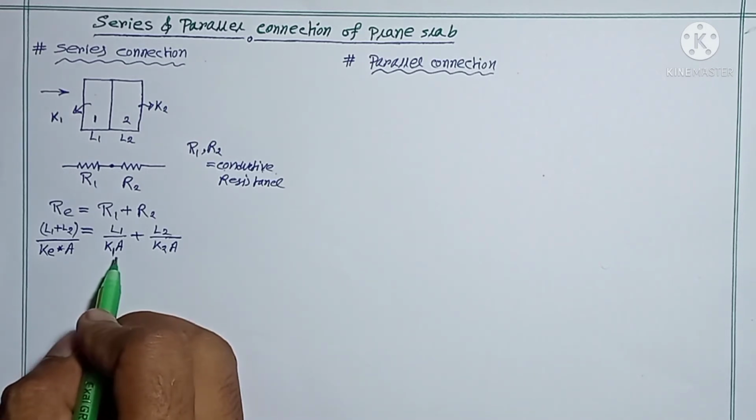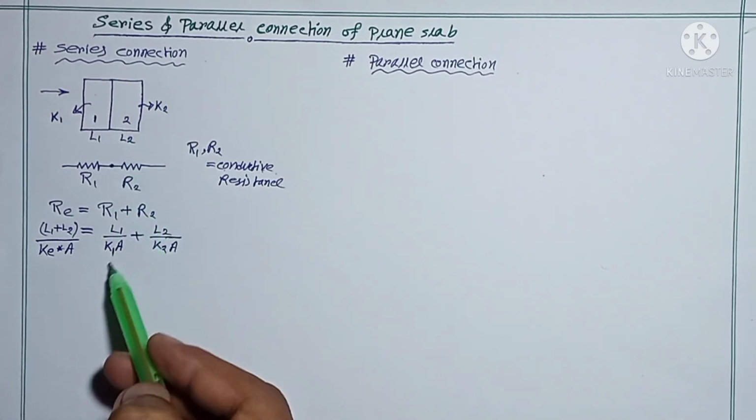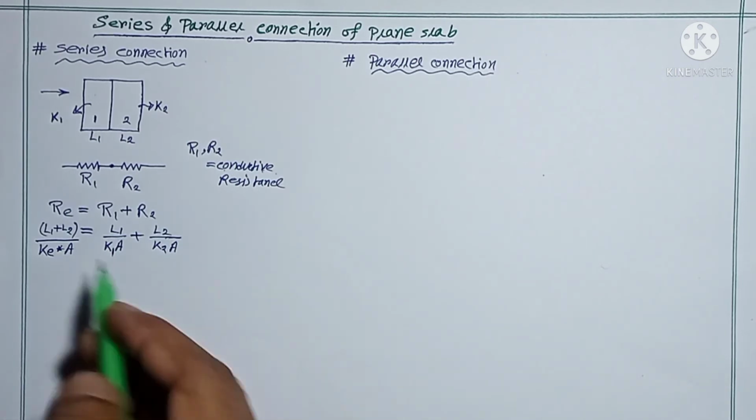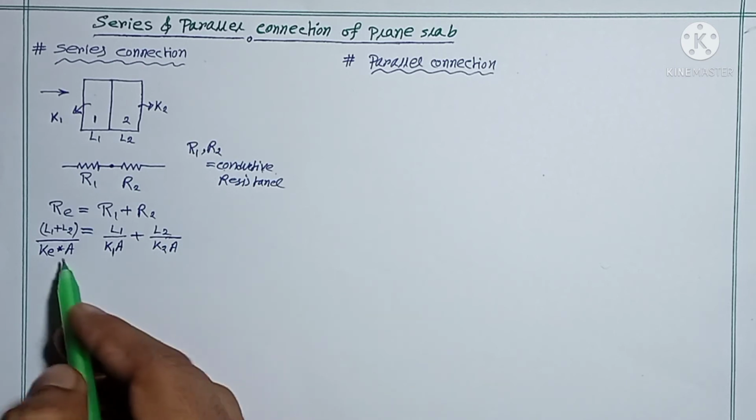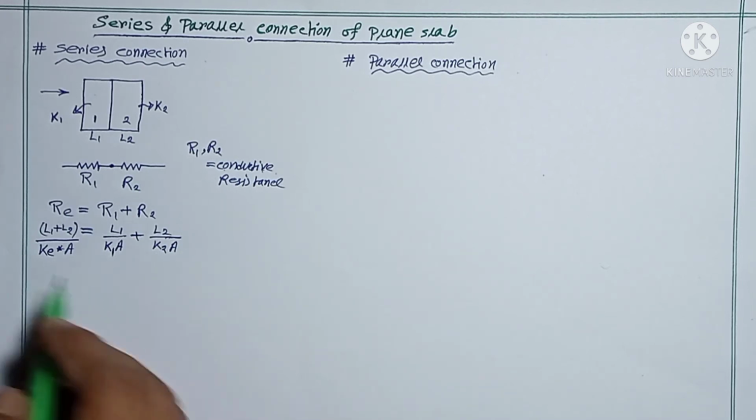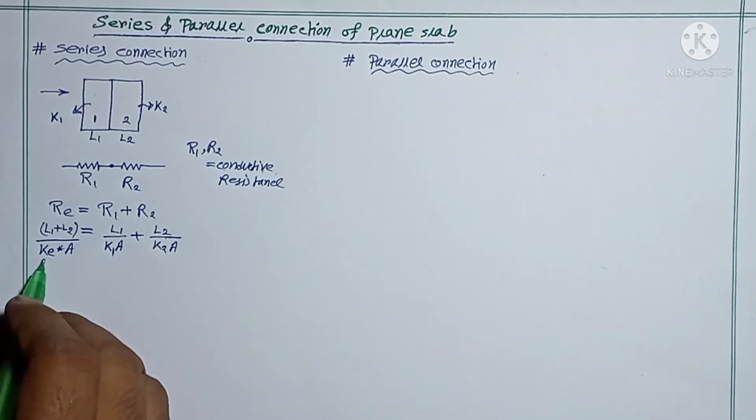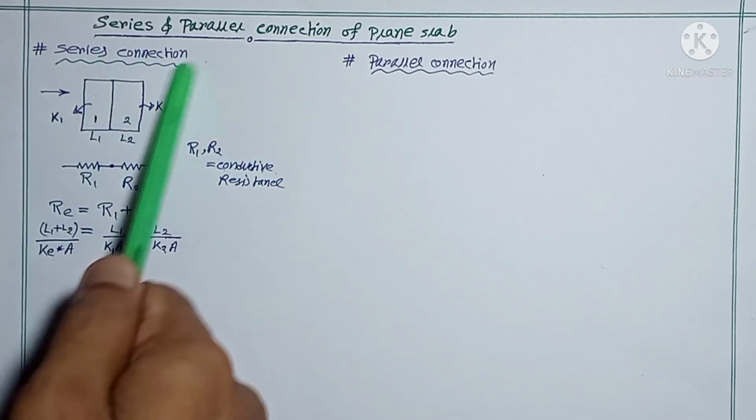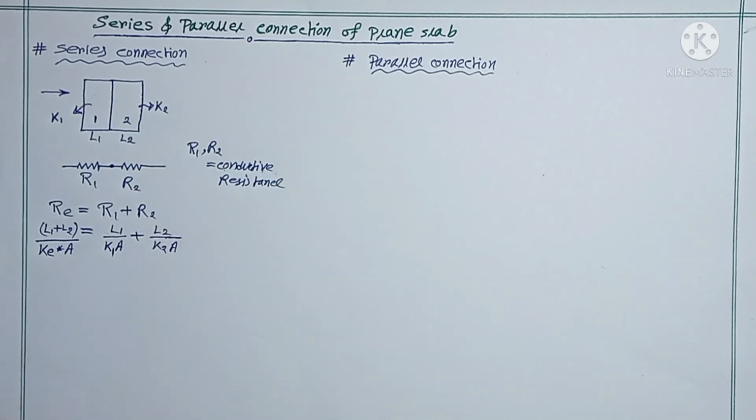In this equation you can put the value of length, thermal conductivity, area, etc. Or you can cancel the area here also, you can observe it. So from here you can find the equivalent thermal conductivity, or maybe any other thing they can ask in the question. So based on the question you can find anything which is based on this concept. Okay, series connection in case of plain slab.